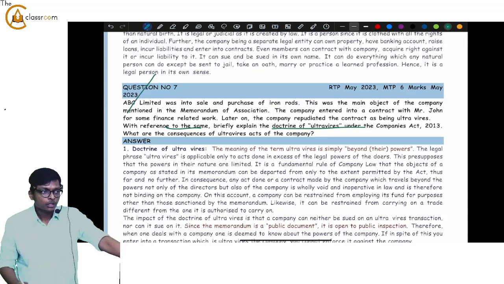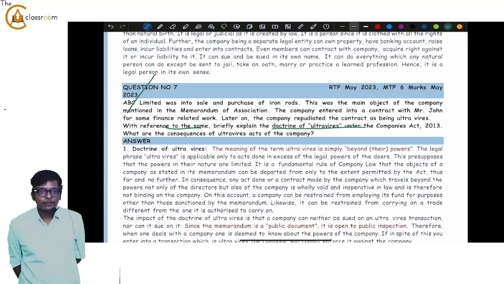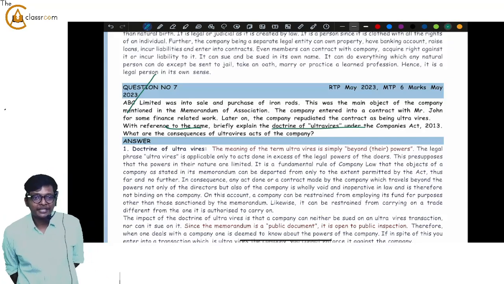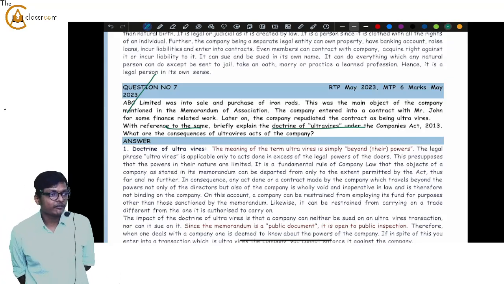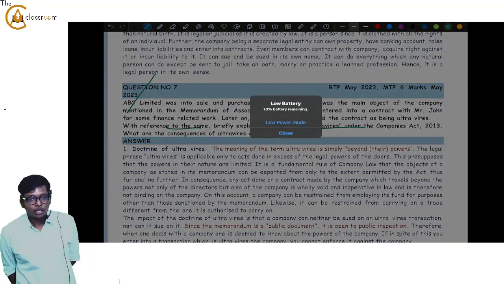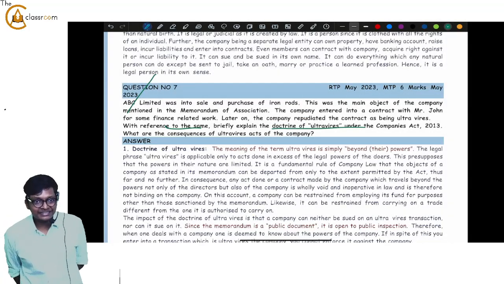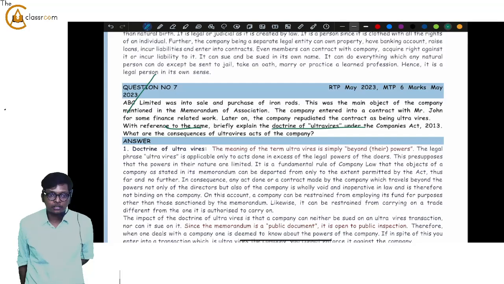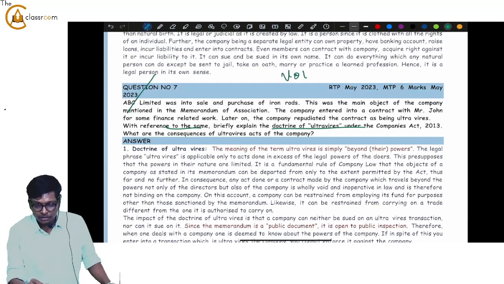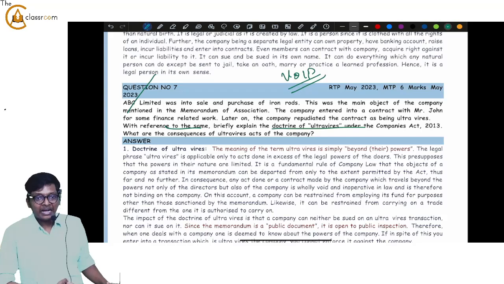Direct question, you will write fully. What are the key points? First, MOA and AOA of the company are public documents. Everybody is deemed to have read and understood that. MOA talks about the object clause. Company can do only what is there in the object clause. If the company is doing anything which is against the object clause or over the object clause, the same transaction is void. This principle is there in doctrine of ultra vires.